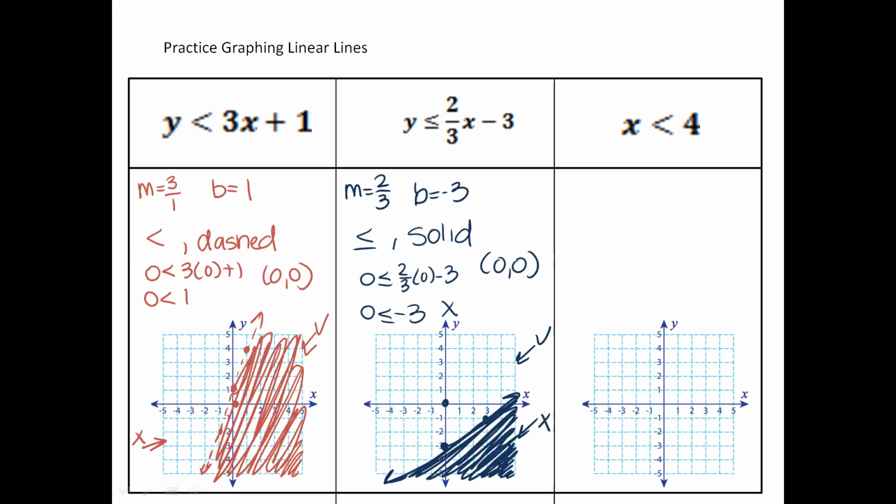The next one that we're going to get here. Hopefully you guys recognize this. This is x equals a number, a vertical line for x values. In this case, my inequality is dashed. There's no line underneath it. And we still got to use our test point 0, 0. So x and y for those. So we're going to go to 4 on my x value. It's going to be a vertical line that is dashed.